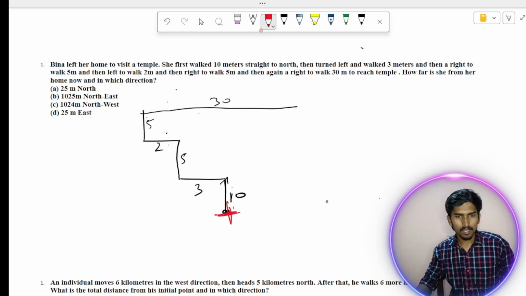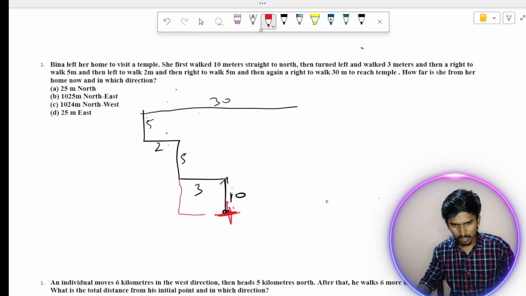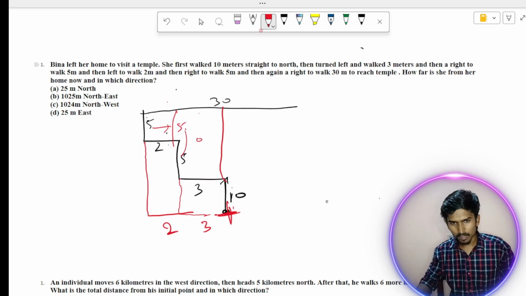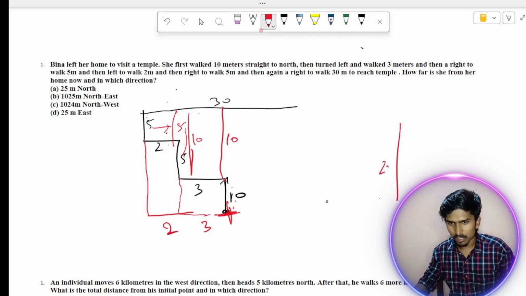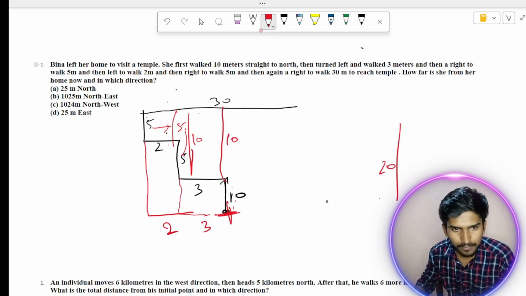Okay, let's solve. We just extend here and you get the lines. It is a rectangle now. If this side is 3, this is also 3. Just extend this one. If this is 2, this is also 2. Okay, I think you got it. Just extend this. If it is 5, the opposite is also 5. 5 plus 5 is 10. If this full is 10, this will also become 10. So 10 plus 10 is 20. Yeah, we got it, 20 meters.